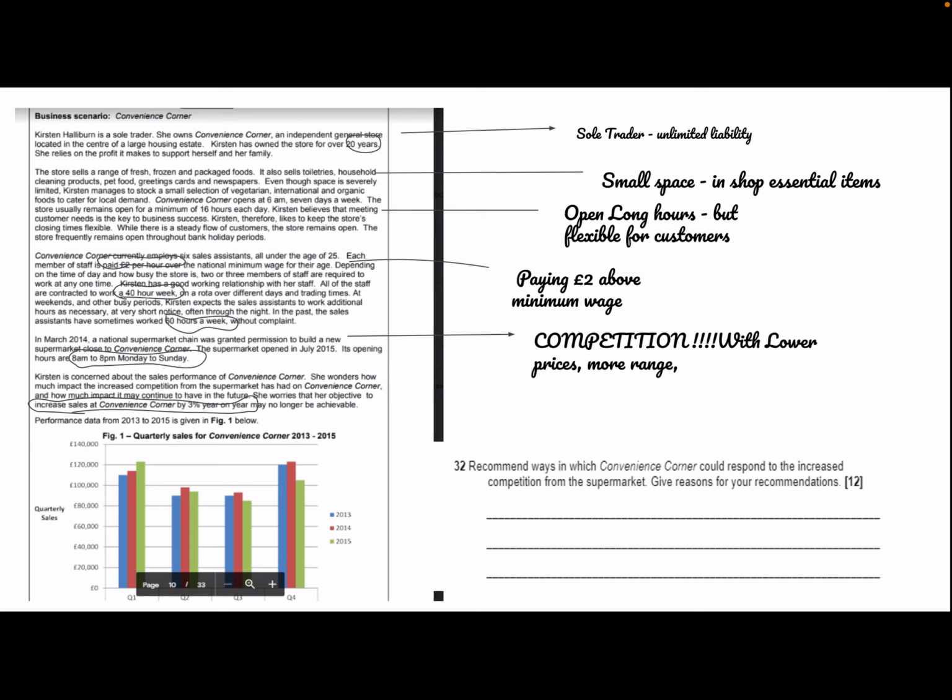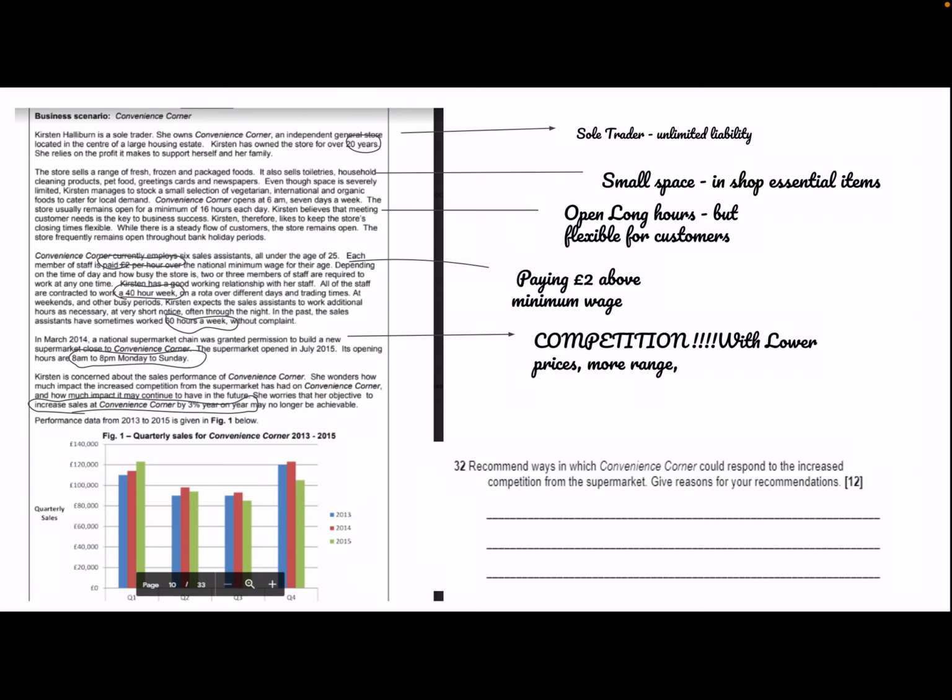And then what we find out is that in March 2014, a national supermarket chain was granted permission to build a new supermarket. If I could actually draw a sad face here, I would. But this is the problem, okay? This is the problem that potentially we're going to get some questions on, because we have some serious competition.